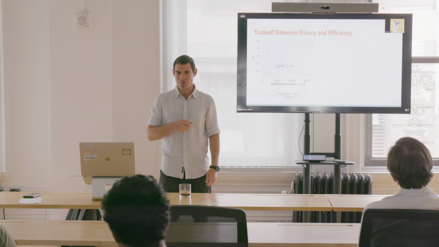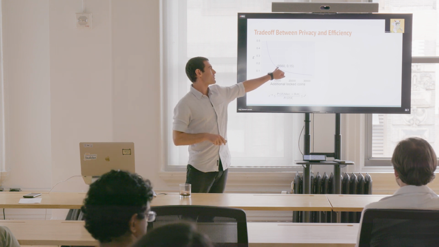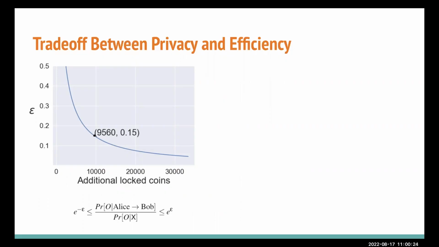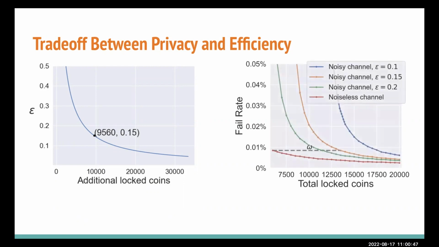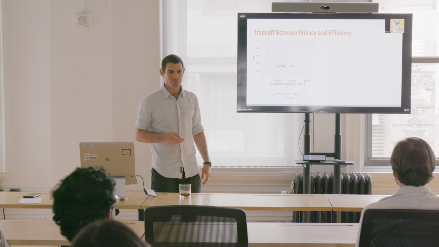As I promised, numbers. 9,560 times the size of the minimal query. For example, if you want to hide queries of size 1, you need the channel to hold 9,500 coins. This is a lot. Okay? Perfect. And this is the epsilon. This is the same epsilon from the differential privacy guarantee.